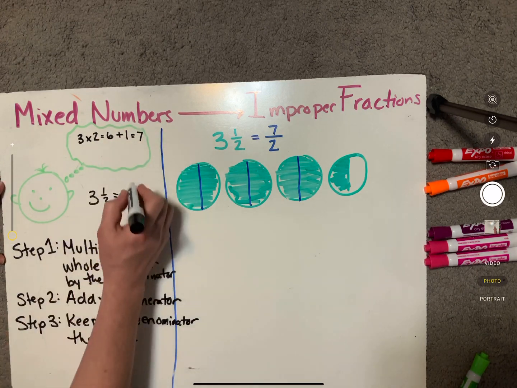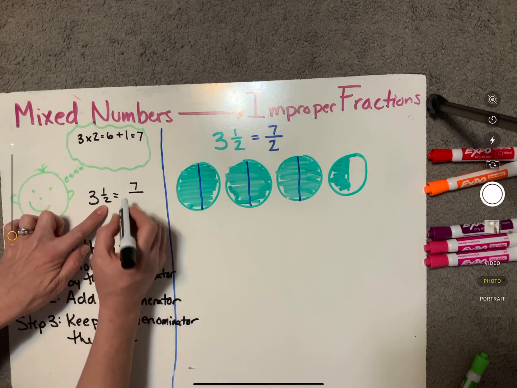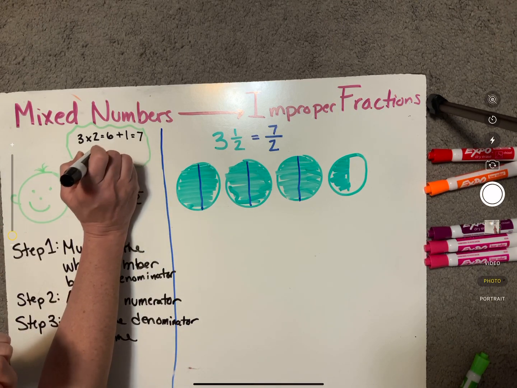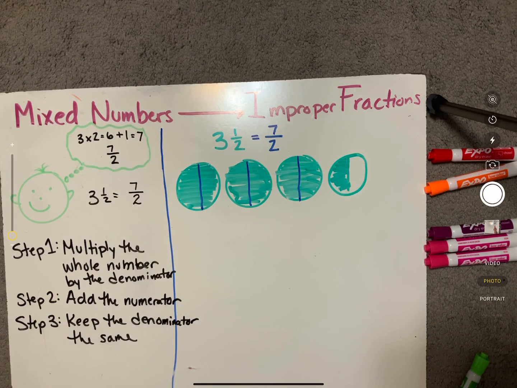So that's going to be our numerator. And then our denominator stays the same. So this is our denominator here. It's a 2, so the 2 is going to be here. So my little math baby here is going to know that it's 7 halves.